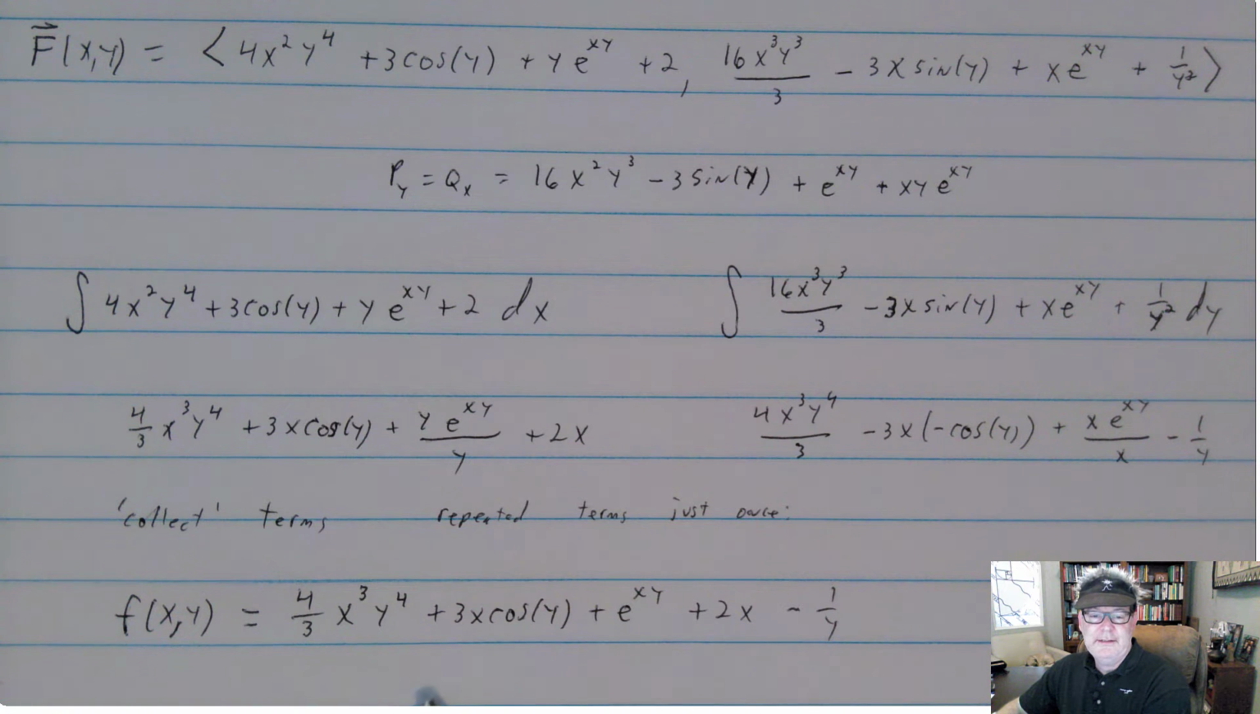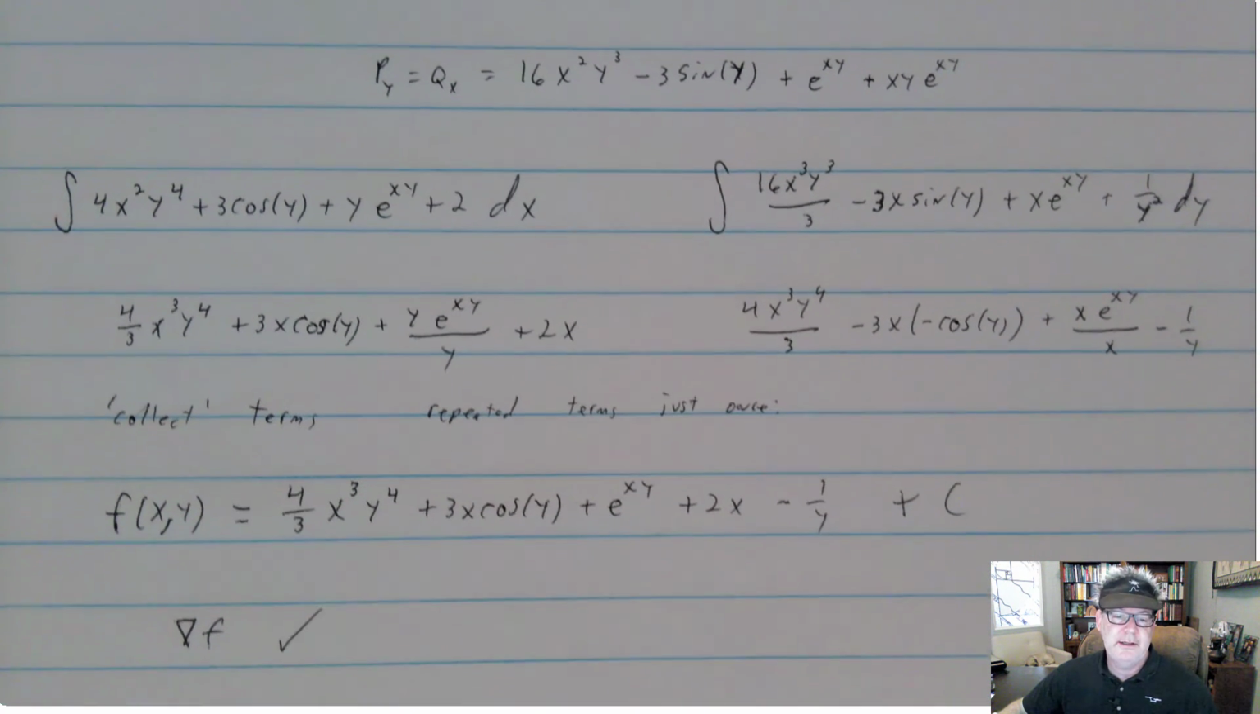So if I collect all the terms, repeated terms just get counted once. Most of these terms were repeated. These first 3 matched. But then there was a plus 2x and minus 1 over y. And could also add in plus a constant if you like. And I won't do it.